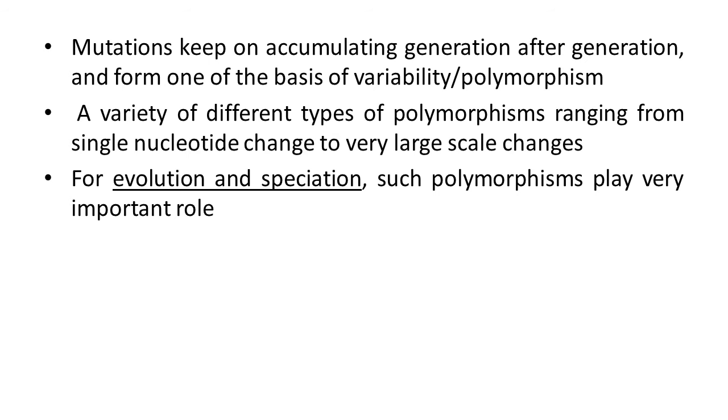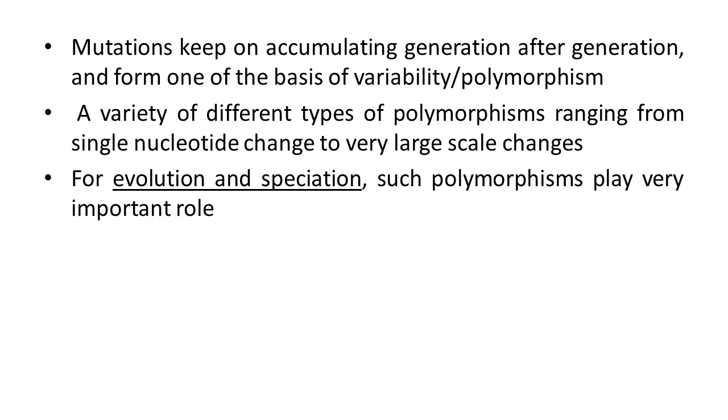There is a variety of different types of polymorphism, ranging from a single nucleotide change to very large scale changes. So many nucleotides are there in the DNA polynucleotide chain. As we know, a double helical structure is there, and the single unit is the nucleotide, the structural and functional unit of the DNA chain. So this polymorphism is possible. It may be observed in only one single nucleotide or maybe more than one. So it may range from a single nucleotide to very large scale.